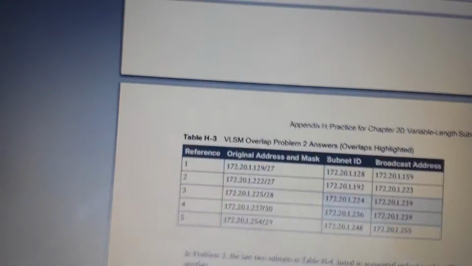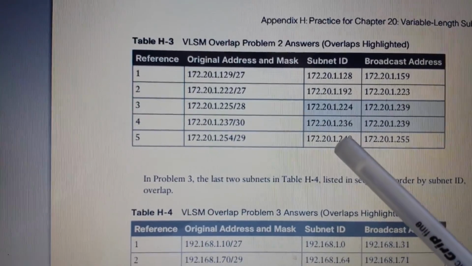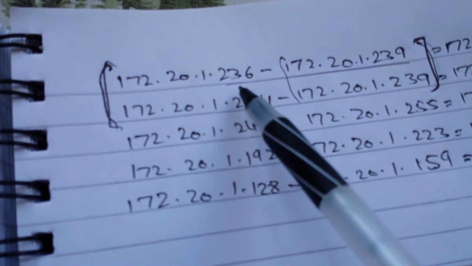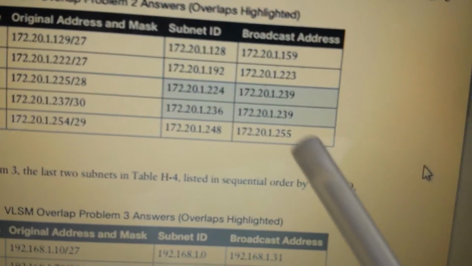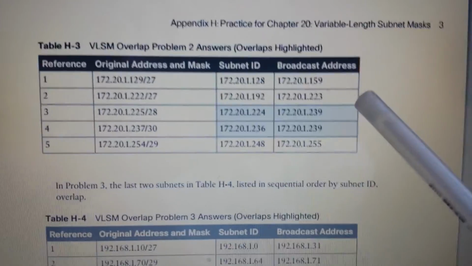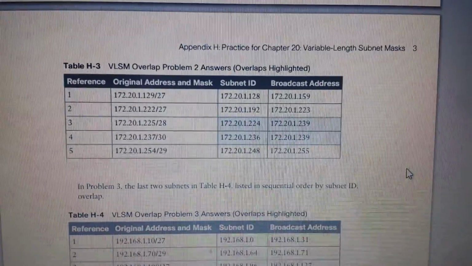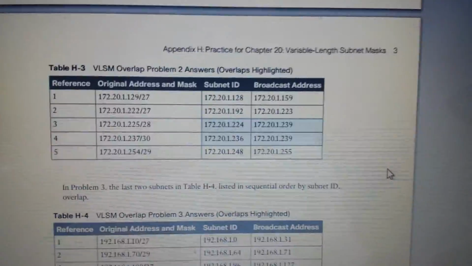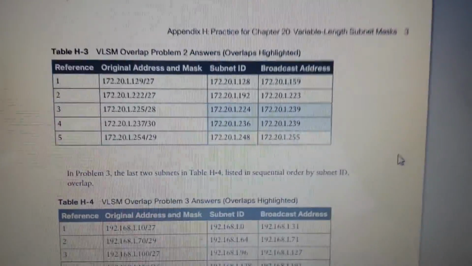So we check our answer here. Problem number 2. Okay, there we go. This is 1.224 and 1.236, 1.239 and 1.239. So here is the answer. These two subnet ranges are overlapping with each other, and this is an invalid IP range. We have to change either the first one or the second one.